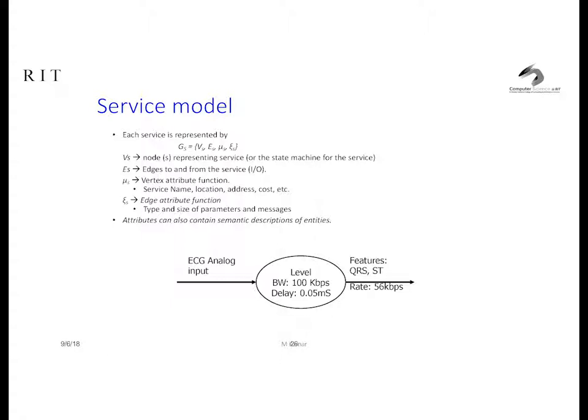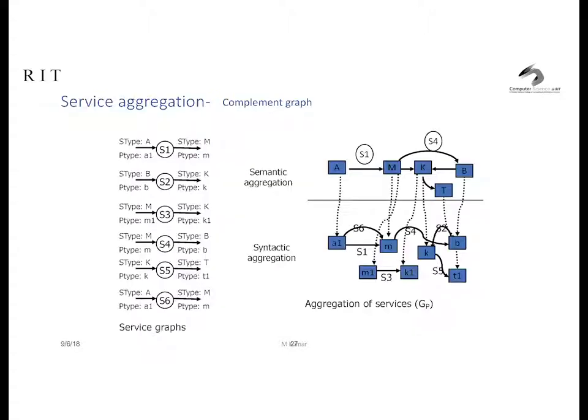For example, in the ECG waveform, you have ECG analog input coming, and there may be some attributes to that analog input, coming at what speed and what frequency it is coming, and then how you can process that, and at what bandwidth you can output the data out. For example, it can find the features of the QRS and ST, the two different segments in the ECG waveform, and the rate at which it can output the data. So this is the syntactic information. I have mentioned one attribute here, delay, but there can be a different attribute, like what is the cost for doing that. So like that, I can build a larger graph.